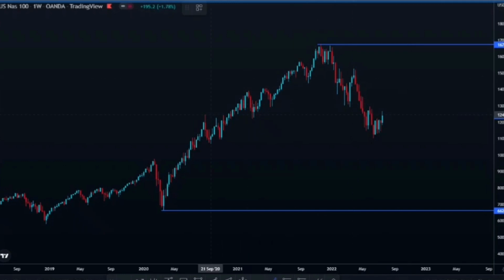So if I cater for a structure, we have an ascending type of structure over here, which I can say is the thing that means Nasdaq is going all the way to the downside.